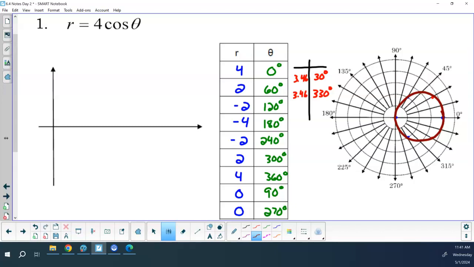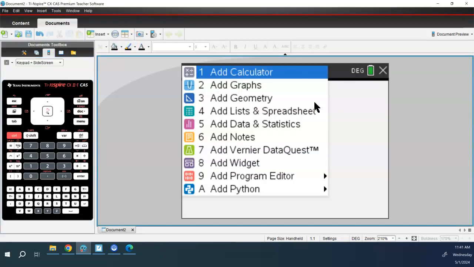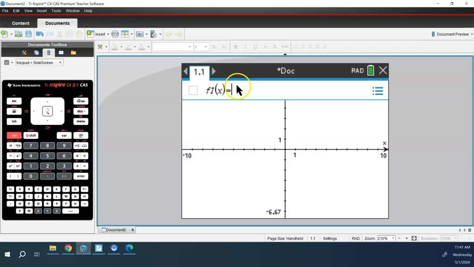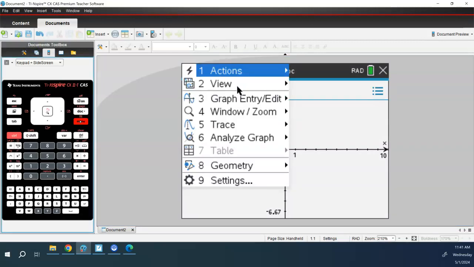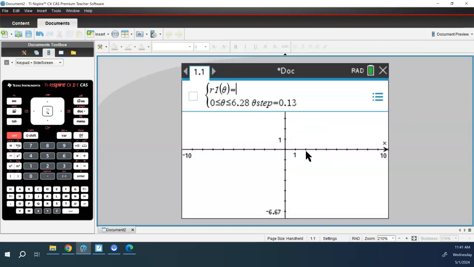Now, let's go to the calculator and let's verify that we get a circle out there. So on your calculator, the first thing you're going to do is double tap on. That should take you to this one, and you want to start yourself a new document. Do not save the one that you have on there if you have one. Double tap it on. We're going to go to graphs, because we want to graph this in there. But we don't want a function. We want a polar graph, right? So we're going to have to go into menu, then graph, entry, and edit, and we are going to choose number 5. Number 5 is the polar graph.